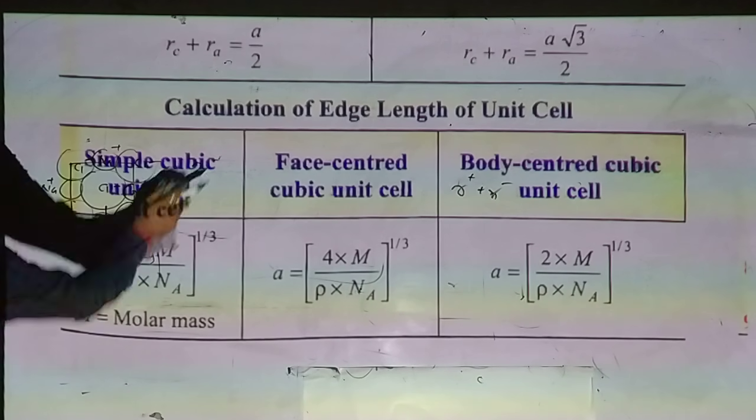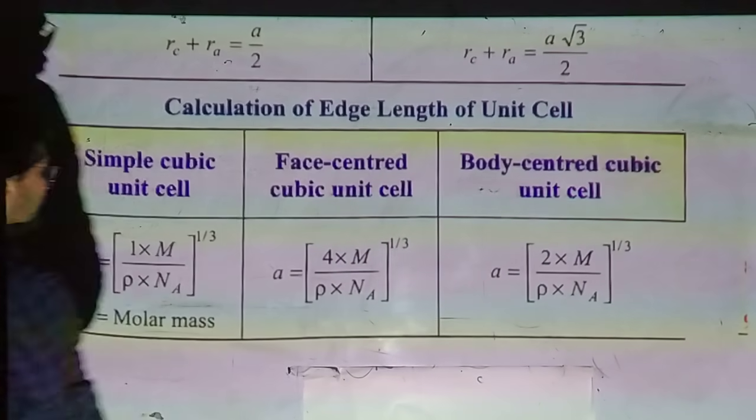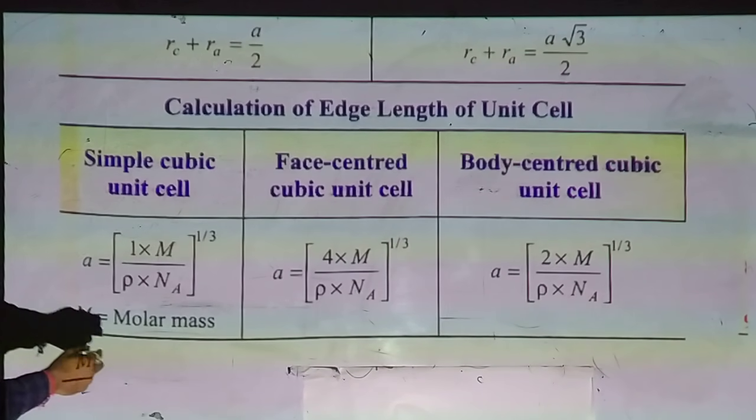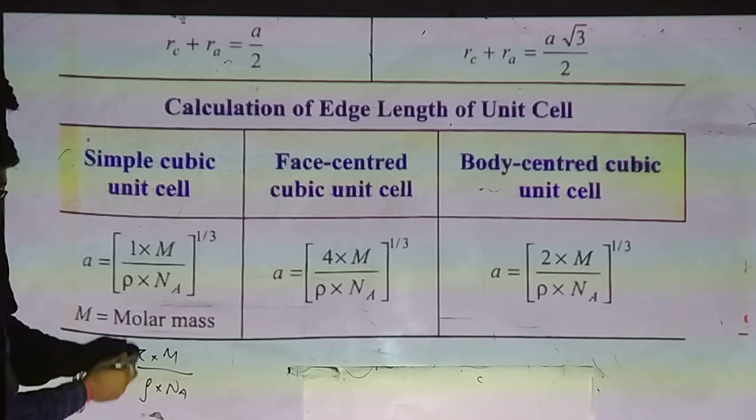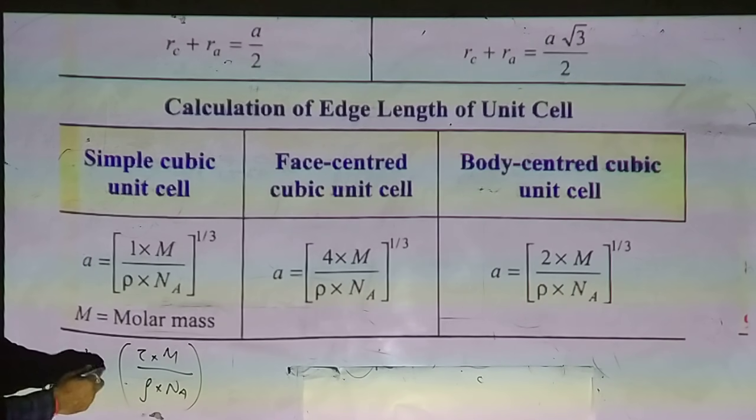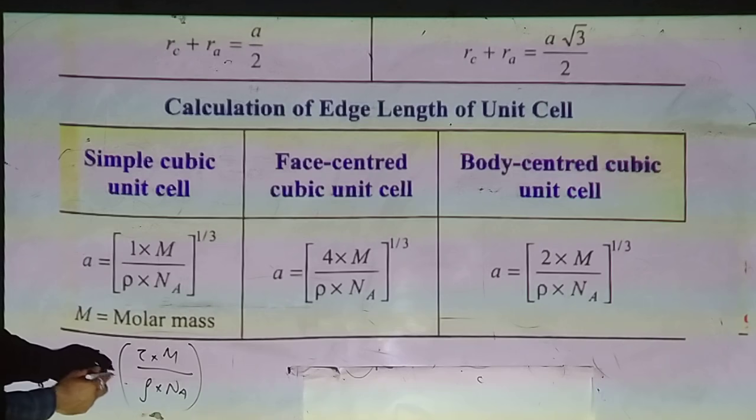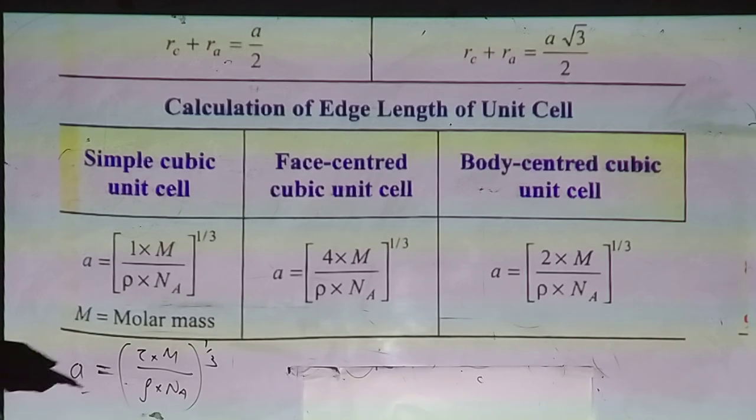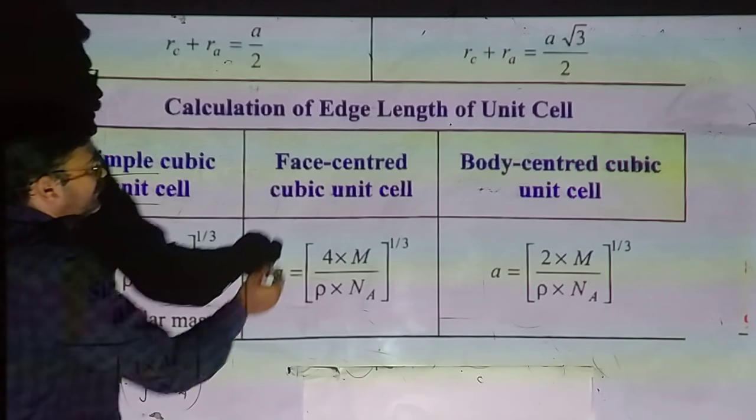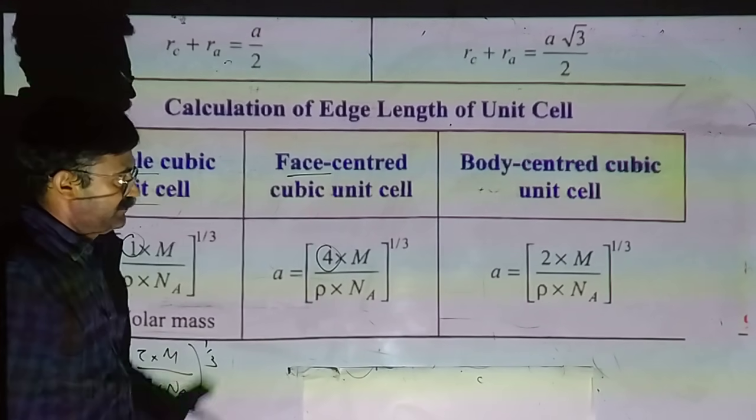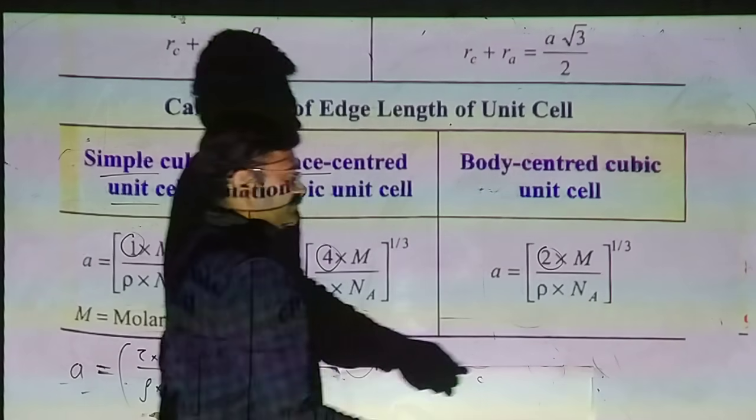This is the formula for getting density. Actually, Z into M equals rho into a cube into Na is our main formula. Clear? Now we are taking the cube root on both sides, so 1/3. Z is taken as 1 for simple cubic. For FCC, Z is taken as 4 atoms per unit cell. In BCC, Z is taken as 2.